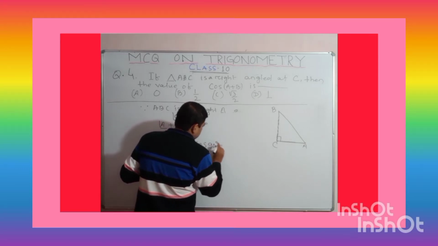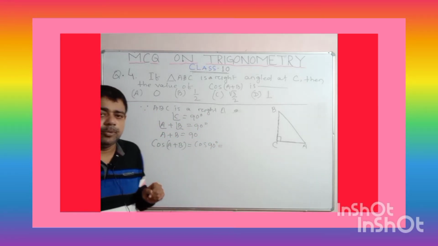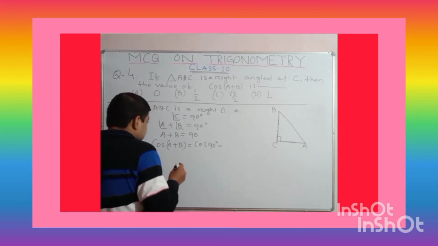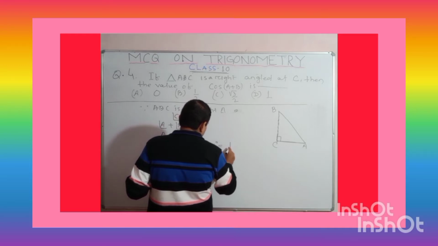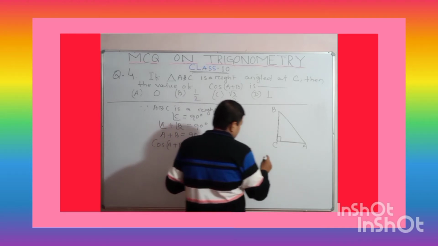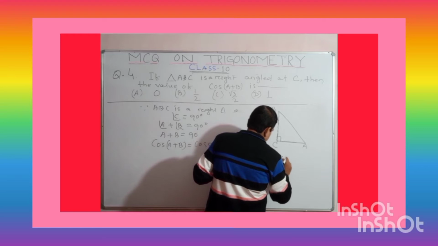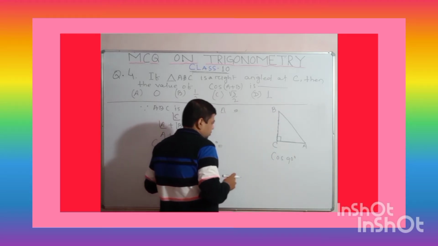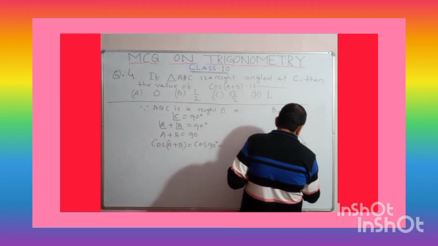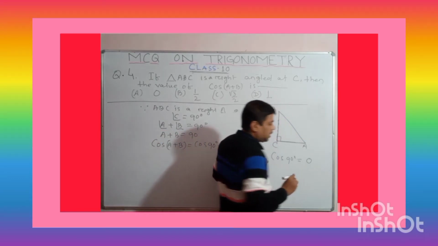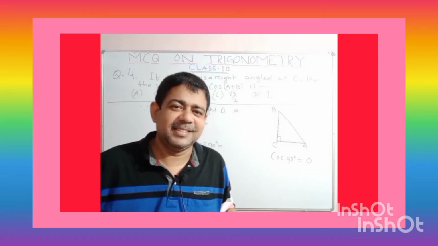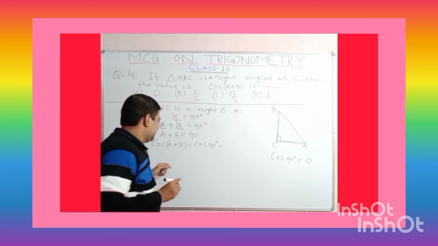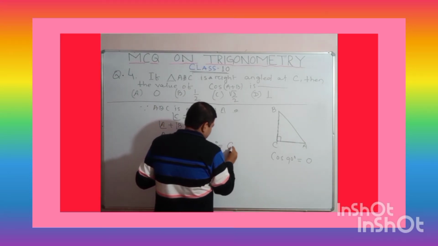So what is the value of cos 90 degrees? All of you know cos 90 degrees is 1. Remember the trigonometric ratios of the different angles. What is the value of cos 90 degrees? 0. This is not 1. So I was misleading you. Here cos 90 degrees is 0, not 1.